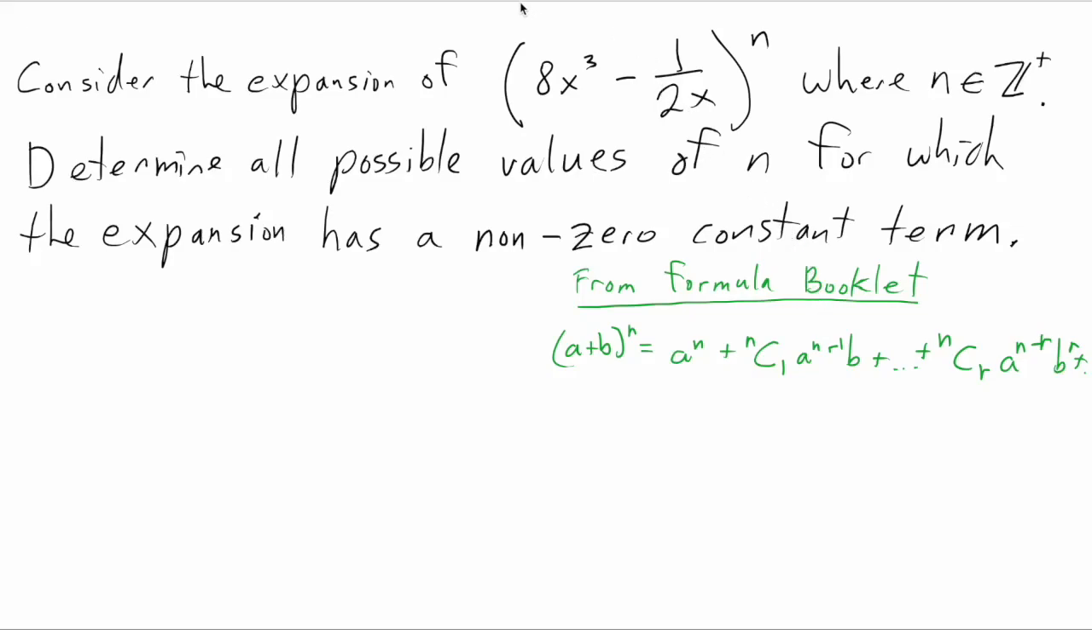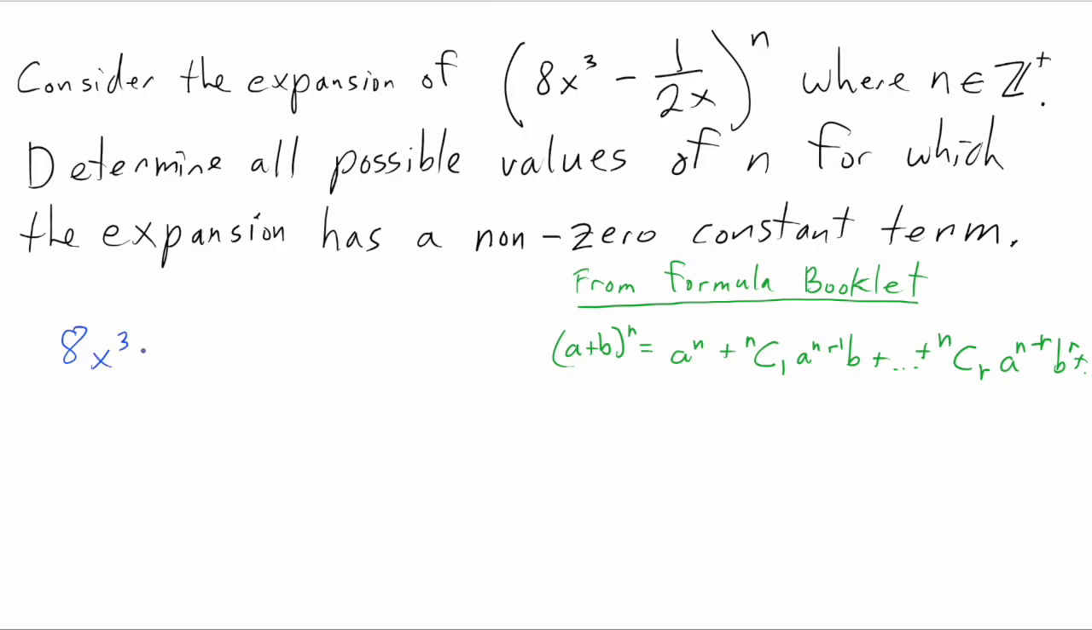Okay, next we have a binomial theorem question. So here's the binomial that we're talking about in the question. And it says determine all values of n for which the expansion has non-zero constant term. So firstly, let's write this like this.